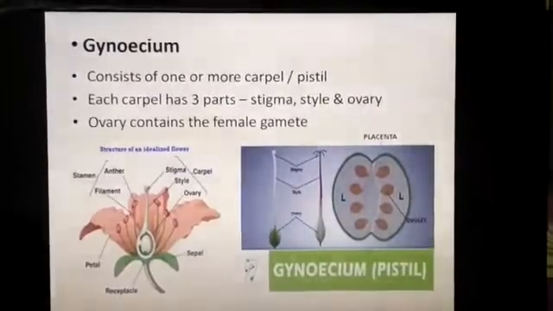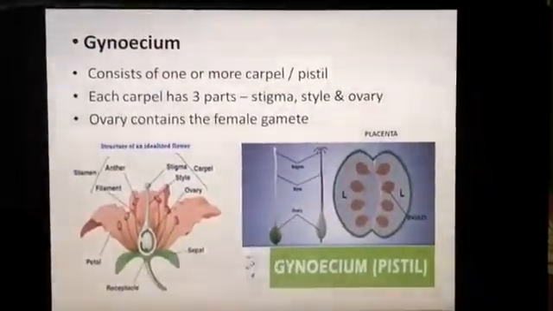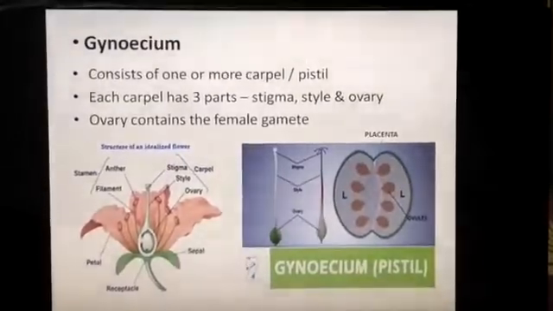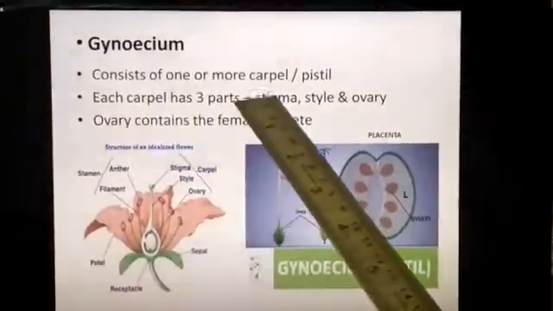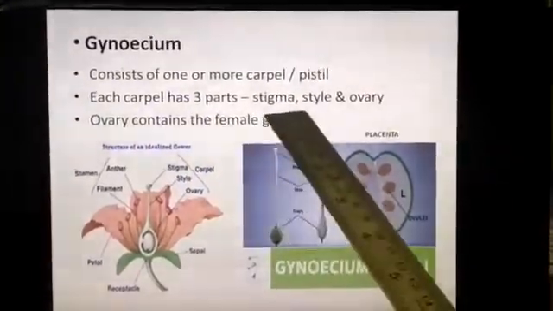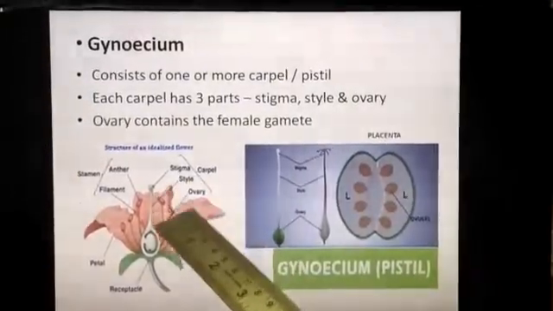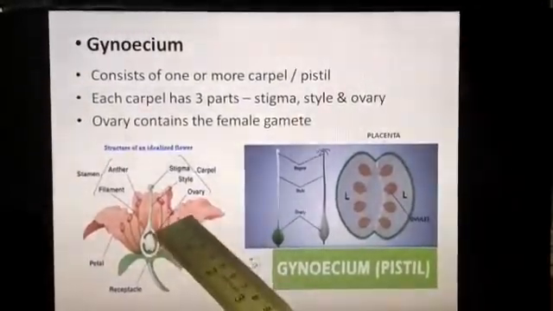We move on to the last floral structure in a flower, that is gynoecium. Gynoecium makes the female part of a flower. It consists of one or more carpels present in it. Each carpel has three parts: stigma, style, and ovary. You can see the location of the carpel here, right at the center of a flower.